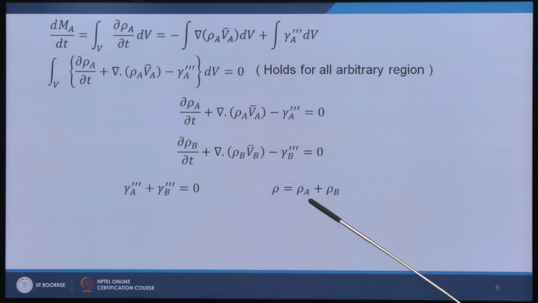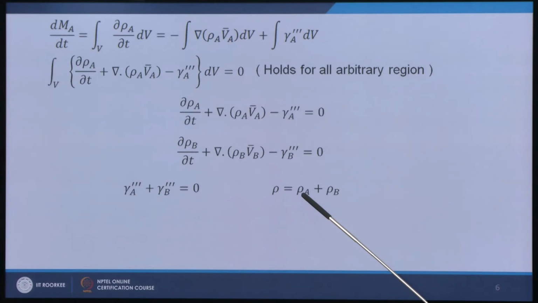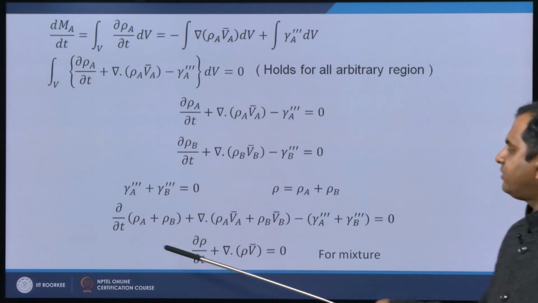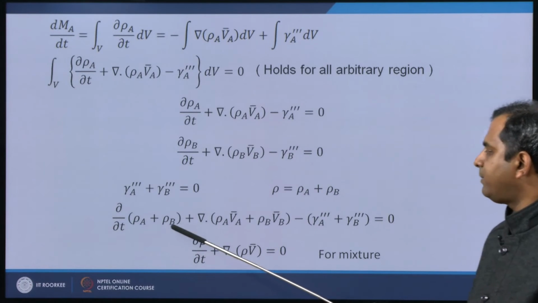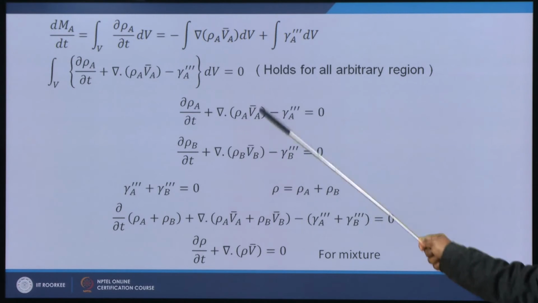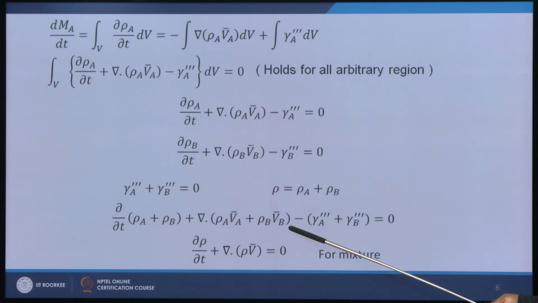On the other hand, just now we have shown that density rho can be the summation of the densities of different species. So, let us consider rho equals rho A plus rho B. With this, if we add these two equations, the first term becomes del/del t of rho A plus rho B, which can be written as del/del t of rho. The second two terms summation becomes del dot of rho A VA plus rho B VB.